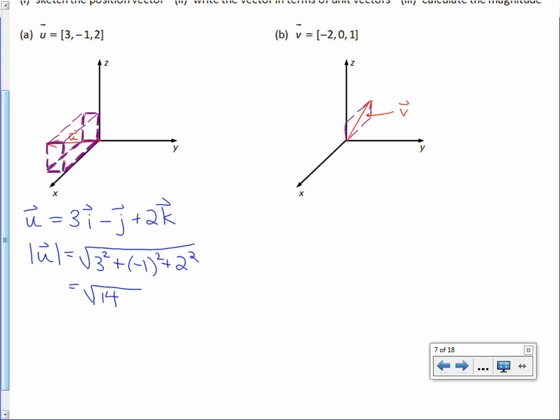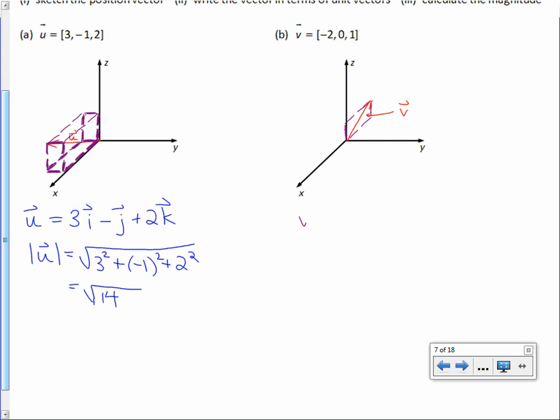How would you describe what plane that vector lies on? Vector v lies on the xz plane, right? It has an x coordinate, it has a z coordinate. So the end point is on the xz plane, and the vector will lie on the xz plane. It's a 2-dimensional vector in a 3-dimensional world. That's what this is.